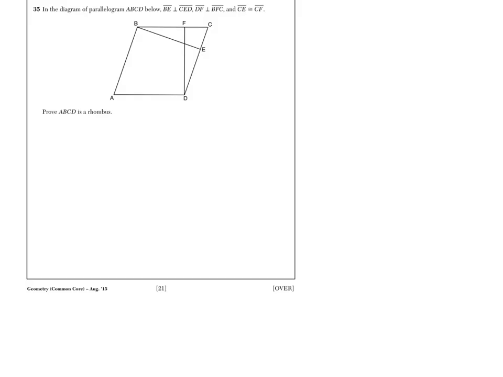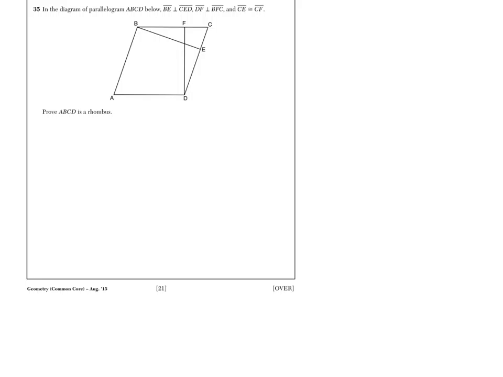Number 35. In the diagram of parallelogram ABCD below, BE is perpendicular to line CED, and DF is perpendicular to line BFC, and CE is congruent to CF. Prove ABCD is a rhombus.